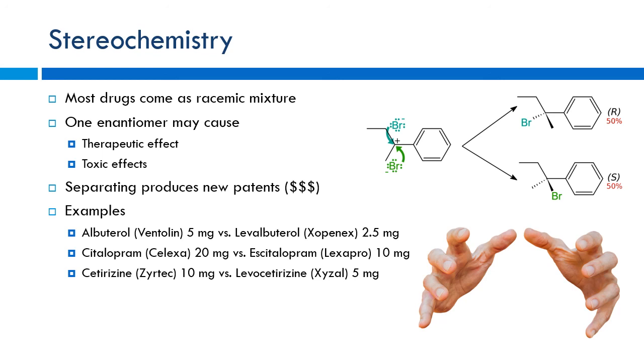Another example, citalopram or Celexa. Anyone know what that's used for? Depression, yeah, mostly. And then there's escitalopram, which is Lexapro. So again, yeah, you can use it for anxiety as well. Yep. But citalopram, Celexa, 20 milligrams of that will be equivalent to 10 milligrams of escitalopram.